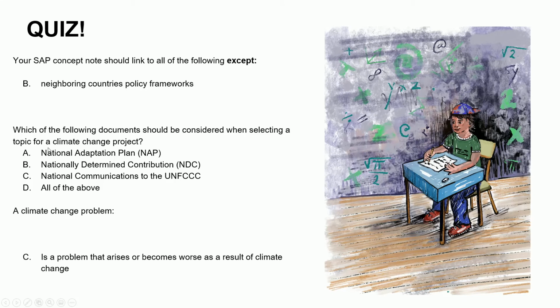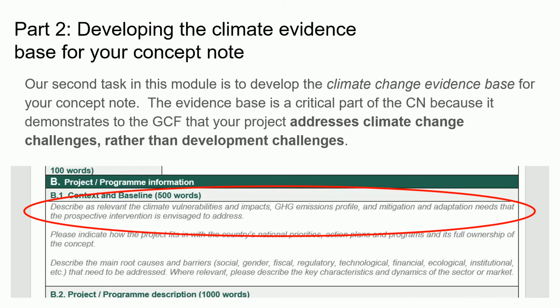All right, so that does it for part 1 of Module 1. Okay, so let's move on into part 2 of Module 1. In part 2, we're looking at developing the climate evidence base for your concept note. This is among the most challenging parts of putting together a concept note for the GCF, and this is one of the reasons that many concept notes get rejected or sent back for revision multiple times, because they do not have a clear evidence base.